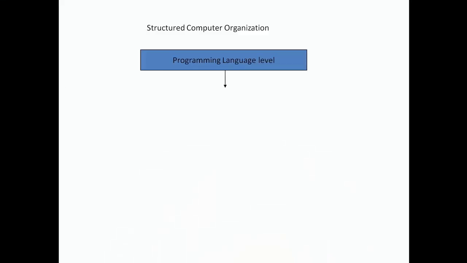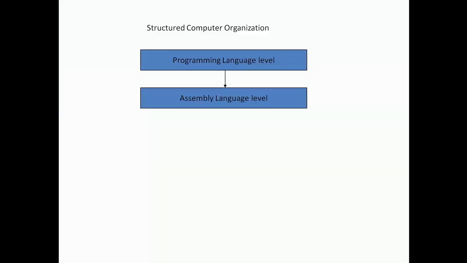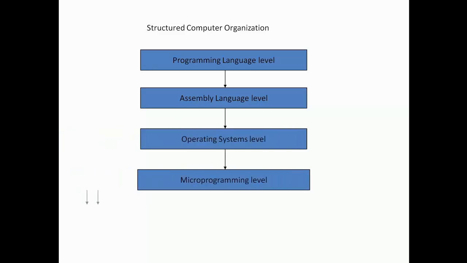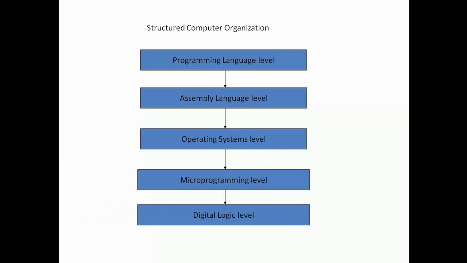Okay. Now, as we have seen in this code quite frequently, there is a programming language level, an assembly language level, an operating system level, a microprogramming level, and a digital logic level. So, there are 5 different levels in structured computer organization. The last 2 levels are called the computer architecture. How do I build those levels, and what is inside them, the microarchitecture and the digital logic level? That forms the subject matter of computer architecture.